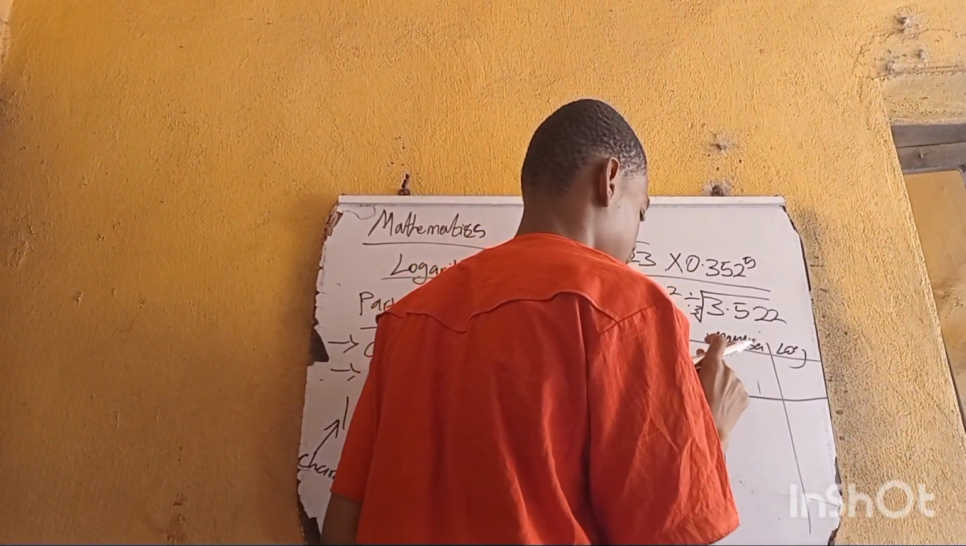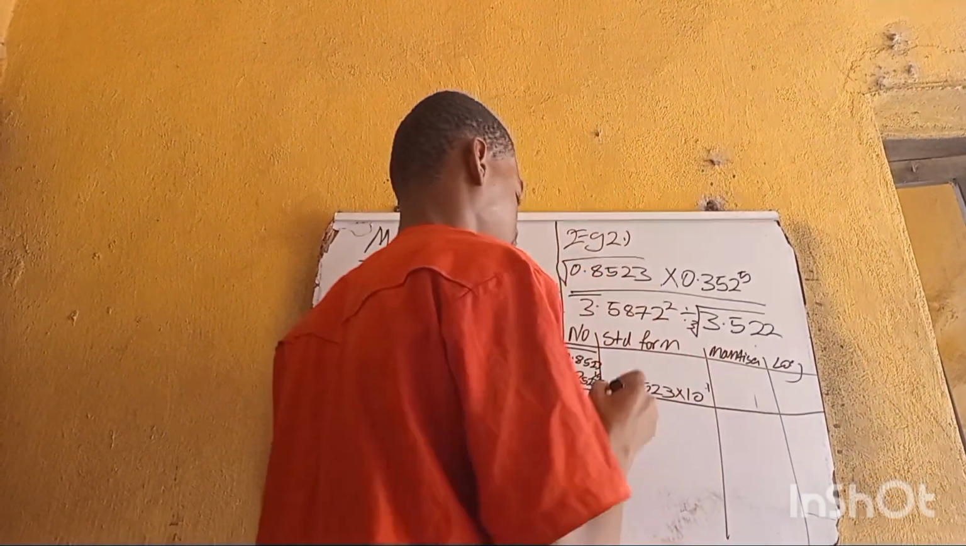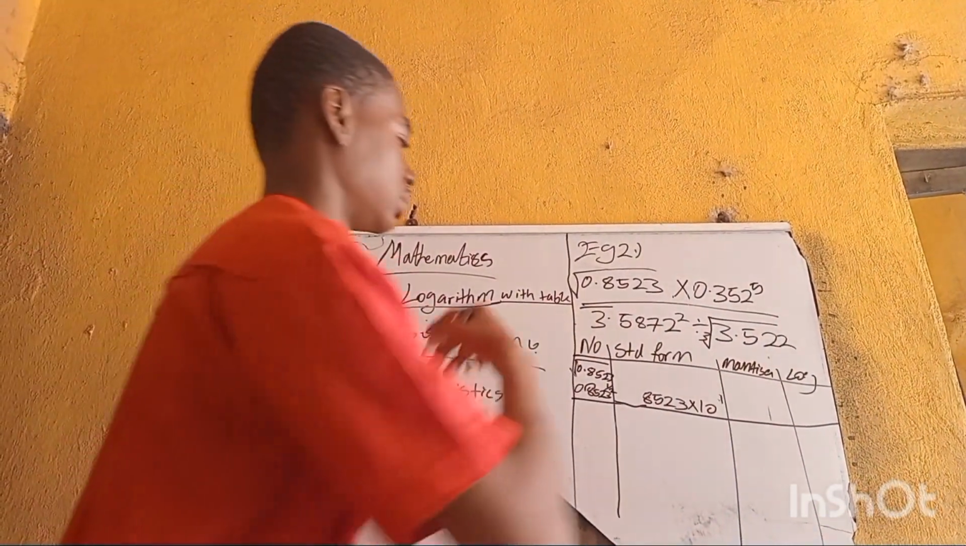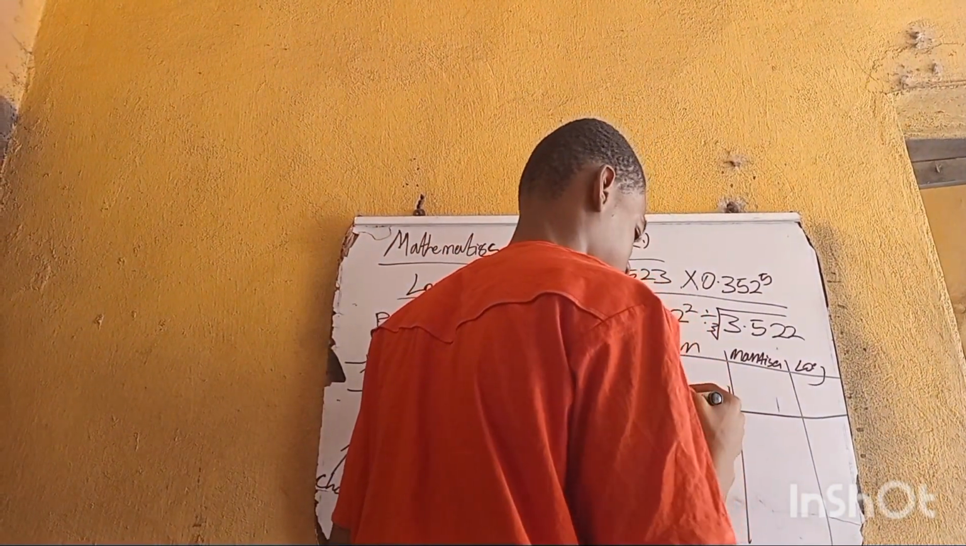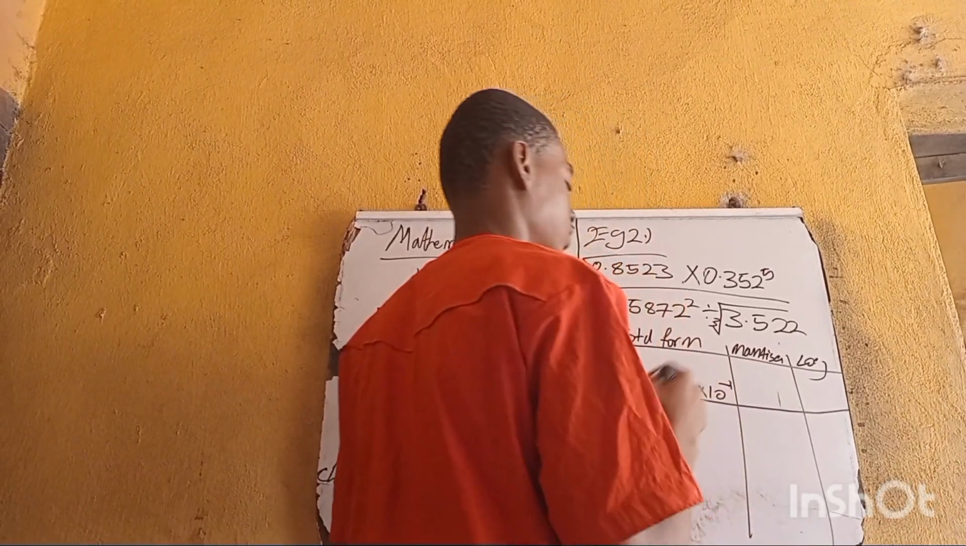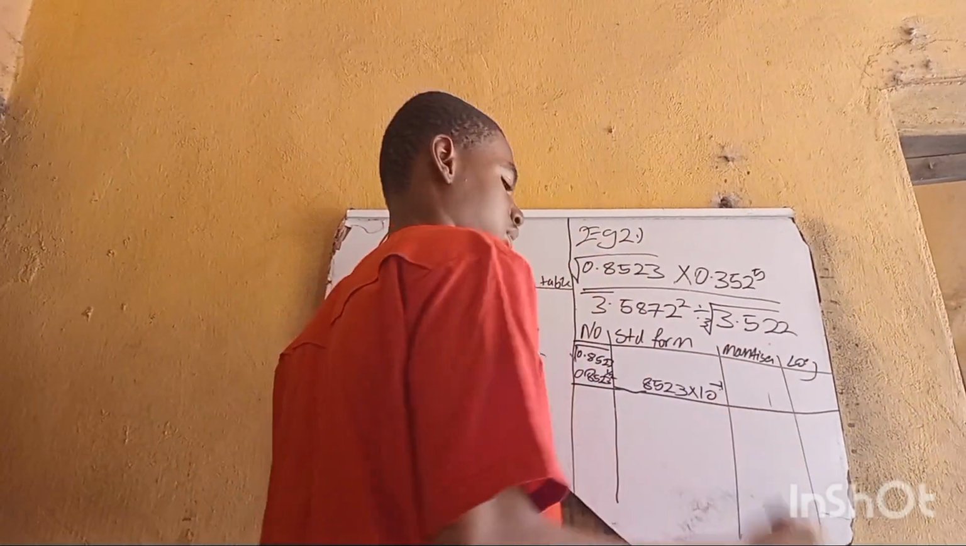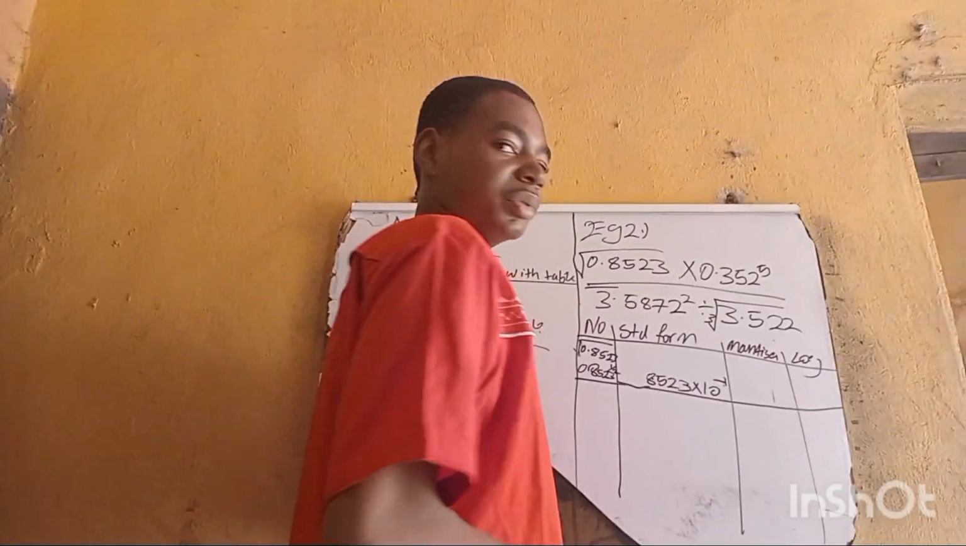8.523 times 10 to the power 1. That's the standard form of this number. Remember, if it is going to the right, the power will be negative. If it's to the left, the power will be positive.